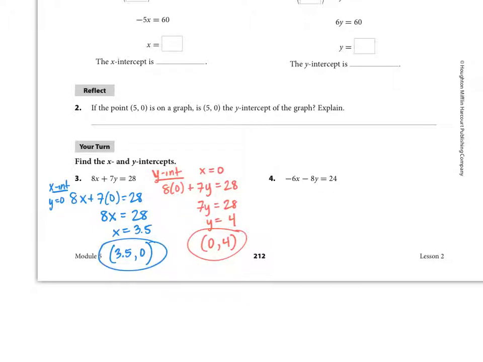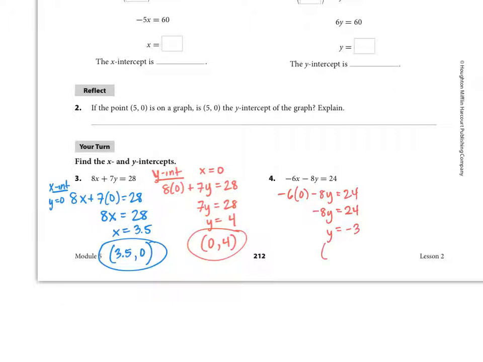If you have not tried number 4 yet, your turn. Give that a try before you see the solution. Okay, the y-intercept means that x is 0. So negative 6 times 0 minus 8y equals 24. The negative 6 times 0 goes away. Negative 8y equals 24, and y is going to equal negative 3.